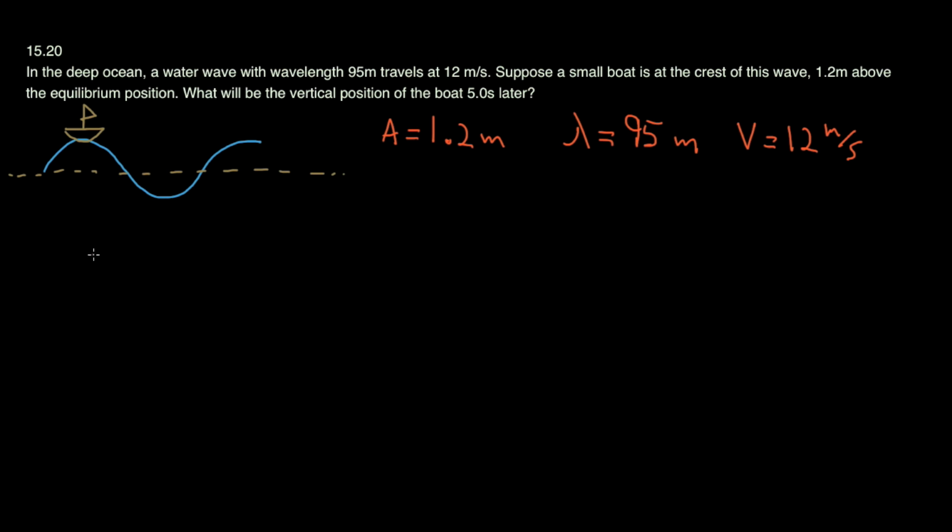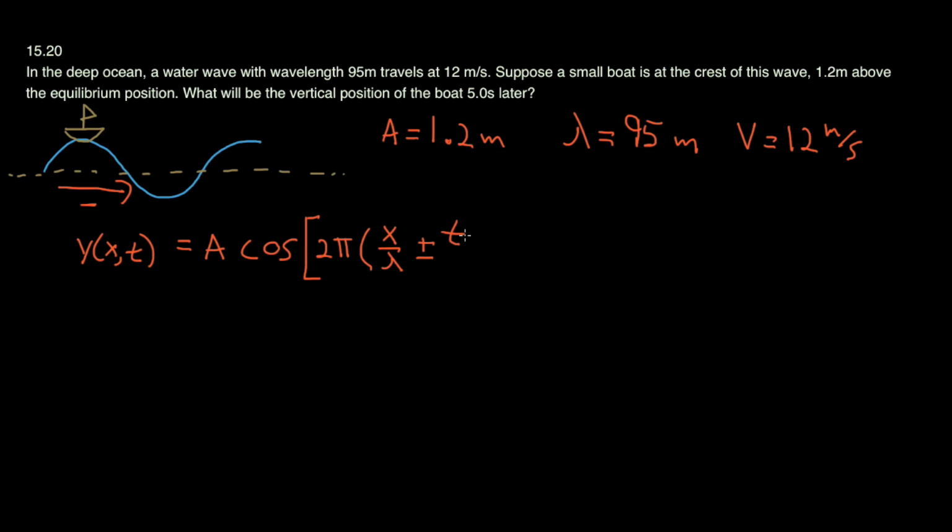So what we're going to need is to use our general displacement wave equation, which is y of x comma t, so it's a function of x and t, equal to the amplitude times the cosine of 2 pi times x over the wavelength, plus or minus depending on which way the wave is traveling. In this problem we're going to assume that it's traveling to the right, and so to the right is negative. So this is going to be negative for us, but let's just write down the general form. So plus or minus time over the period.